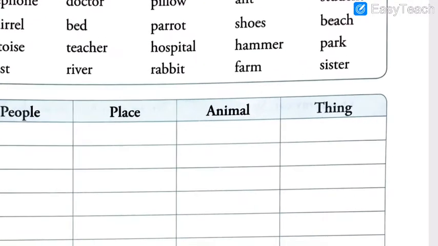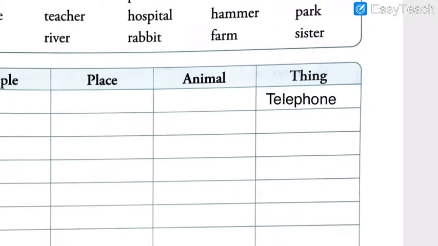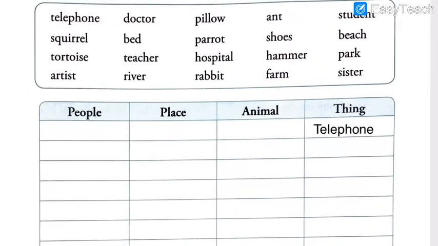So I will zoom it in and write the perfect answer, T-E-L-E-P-H-O-N-E, telephone, and I will place it here. Now I hope you understood what we have to do with all these words. Let us solve a few more.